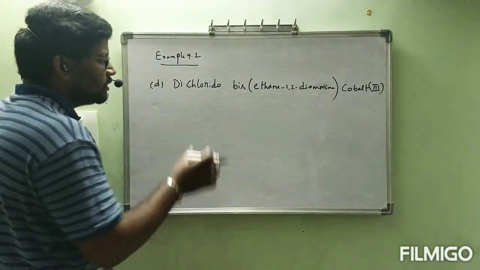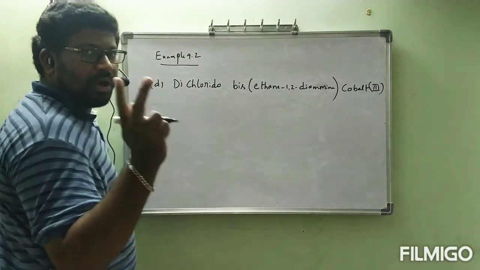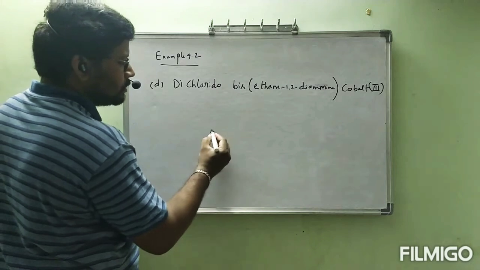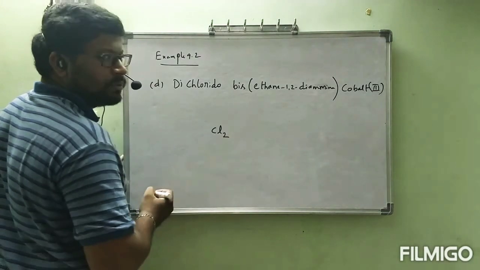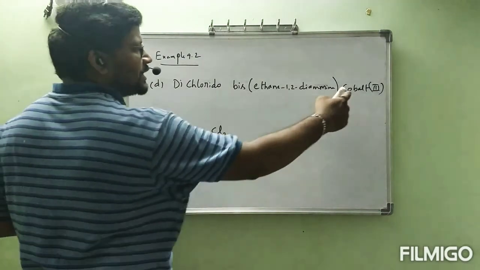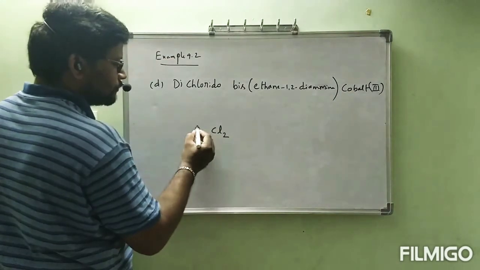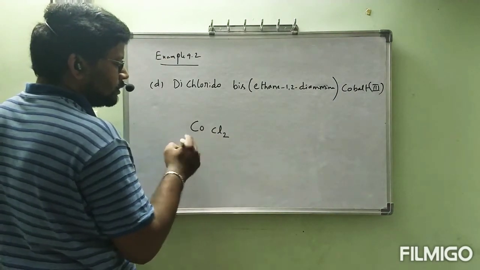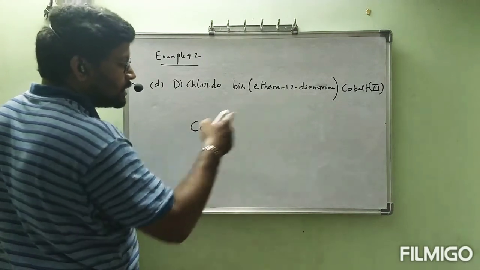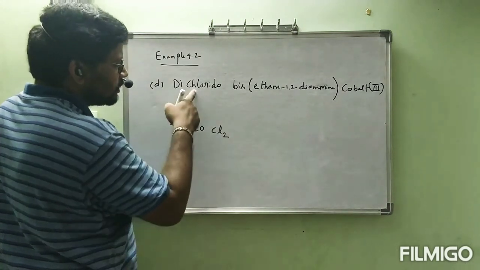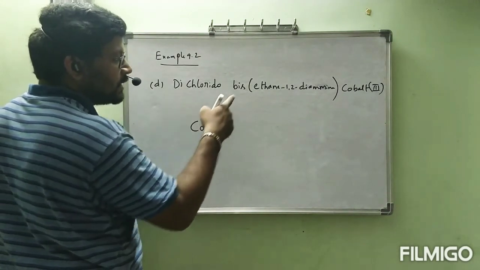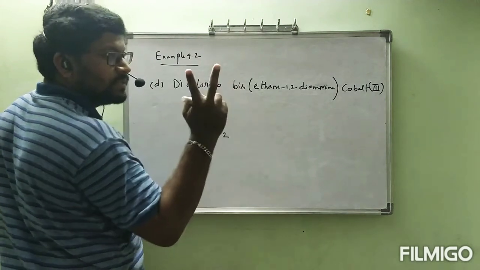Let us see first. Dichlorido. How many chlorines are there? 2. Cl2. Okay. What is the central metal? Cobalt. Co. Cobalt is the central metal atom, Co. Dichlorido, 2 chlorines. What is meant by bis? Bis means 2.